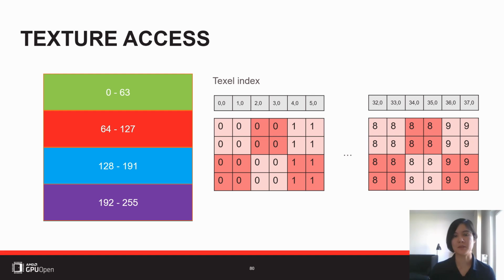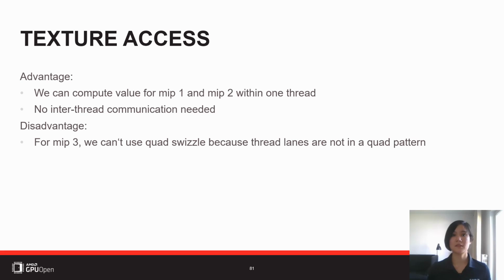So the single sample instruction is loading scattered values, but if you look at the single thread, after all 4 sample instructions are issued, it will have values which are close by. This also means that since the thread is already loading values which are close by, it can directly compute MIP1, which is always given, but also directly MIP2 without the need to communicate with any other threads. And then for MIP3 we need, in this case, local data share. We still can't use the quad swizzles because our threads are still arranged in a row major pattern and not in a quad pattern.